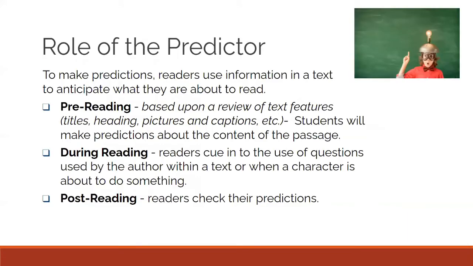What does the predictor do? To make predictions, readers use information in a text to anticipate what they are about to read. This happens throughout, multiple times in the reading process. For example, when pre-reading, which is based upon a review of text features like titles, headings, pictures, and captions, students will make predictions about the content of the passage.